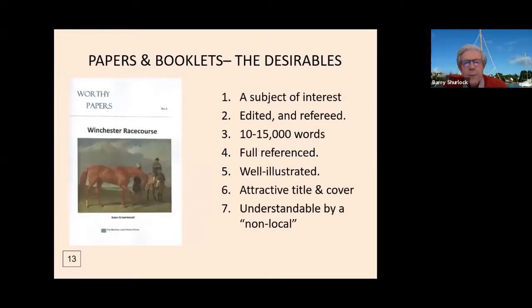Now, papers and booklets. These are obviously a stage on from an article. Some articles turn out to be so long, they might be considered as separate publications, like the Hampshire papers of the Hampshire Record Office and the Hampshire Field Club that Roger mentioned, and the Portsmouth papers, etc. I have in mind perhaps something of the order of 10, 15,000 words plus illustrations. Having said that, it's an editorial decision whether to publish a booklet.